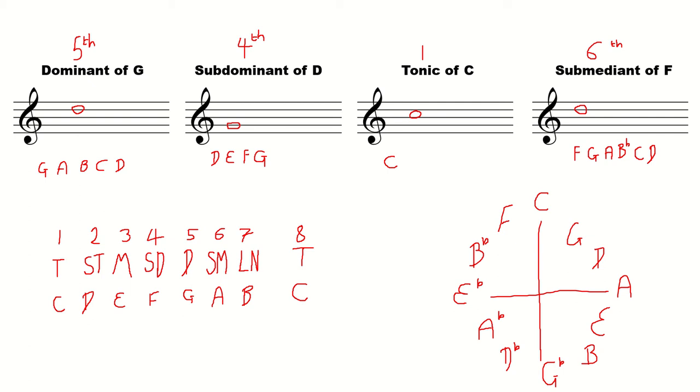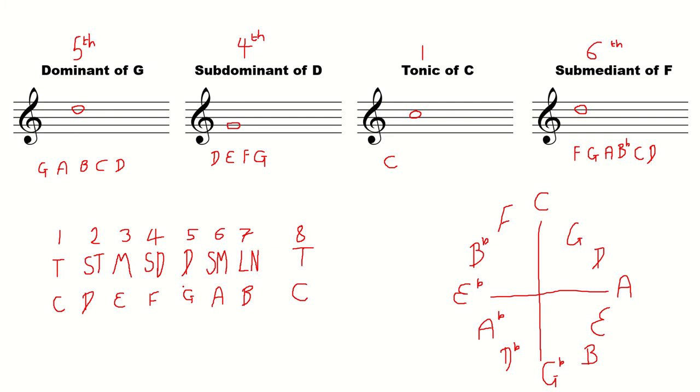Because if you're asked for, let's just make up one more, if you're asked for the mediant of C, then you've got to know that the mediant means the third. So mediant of C, if you go C, D, E, it's going to be the note E, as it is underneath. So it's really important to memorize this order. Tonic, supertonic, mediant, subdominant, dominant, submediant, leading note, which leads back to the tonic.